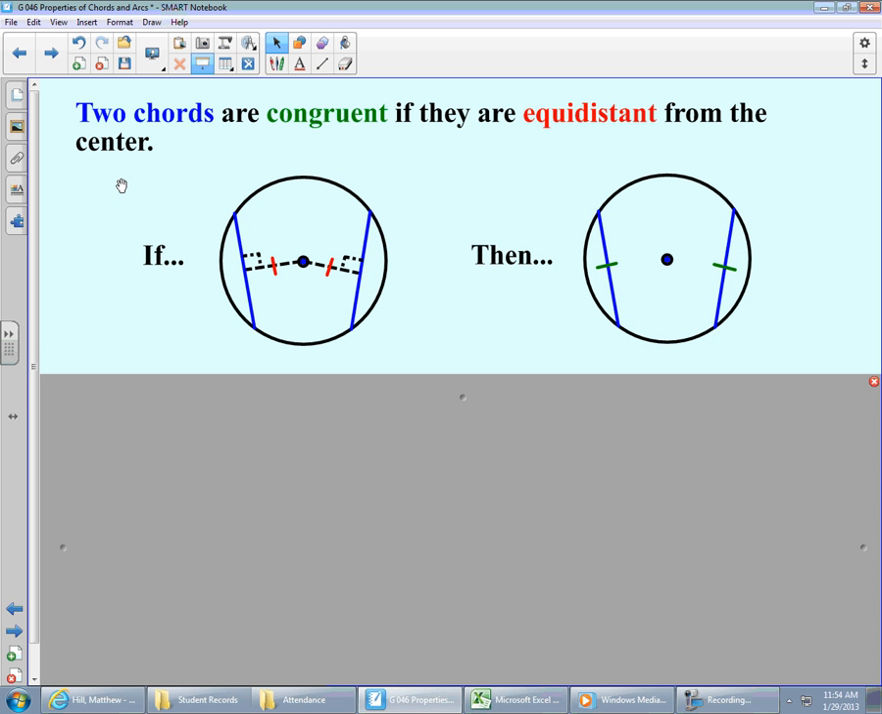And again, I've broken it into hypothesis and conclusion. If two chords are equidistant from the center, then they are congruent. So the hypothesis is if two chords are equidistant from the center. That's what we're seeing in this picture on the left. We've got these two blue chords, the black dashed lines reaching out to the chords. That is the measurement from the center. And then you've got the little tick marks showing that that measurement is the same in both cases. And the property establishes that when this happens, the chords have no choice but to be the same lengths.